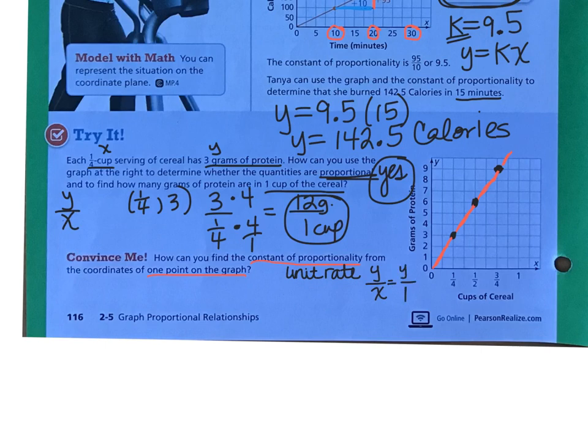So in our ordered pair, we need to look for the point that has a 1 in place of the x, and then we're looking for the y number. That constant of proportionality is going to tell us what is that y number in the ordered pair. Now let's try some practice questions in examples 2 and 3.